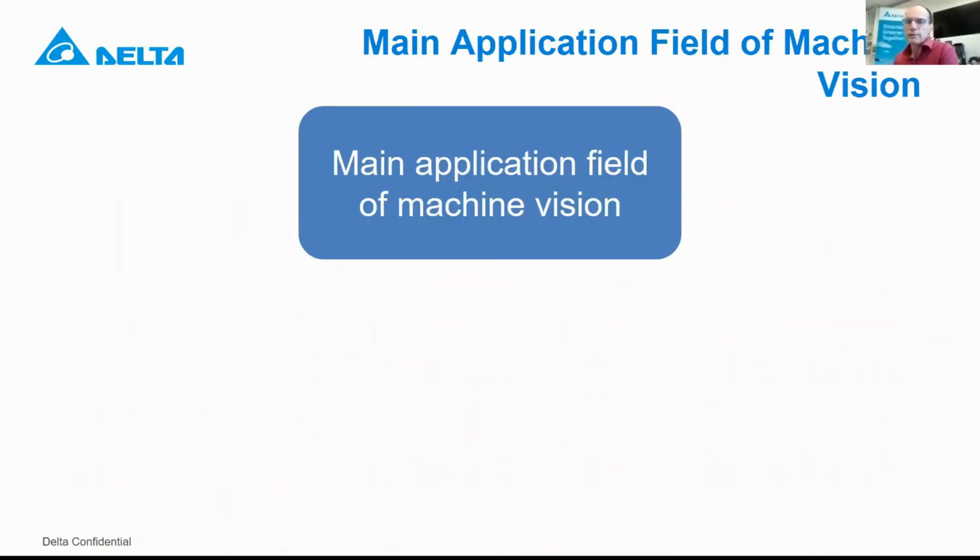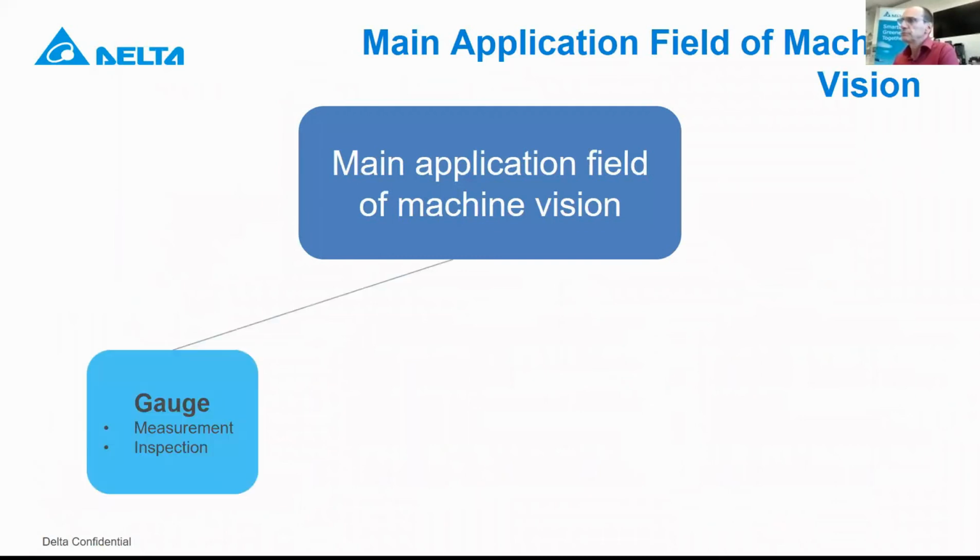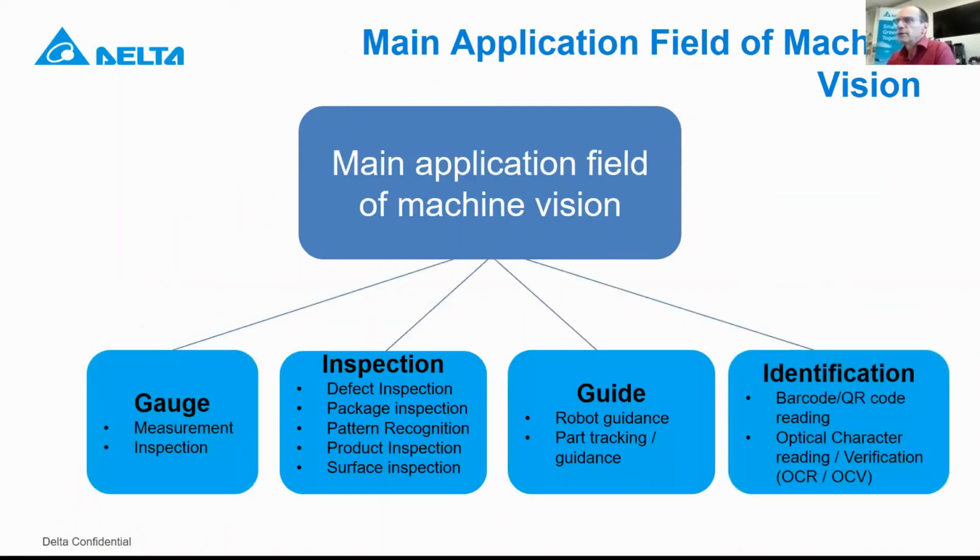Where we can find machine vision: you can find it for measurement, of course, measurement inspection. If you have a bearing, for example, you can measure the outside dimension of the bearing. You can also measure the balls inside of the bearing. Just an example. For inspection, you can check for defects. You can also do packaging inspection. You can recognize patterns, product inspection. So there are a lot of possibilities with this kind of machine vision.